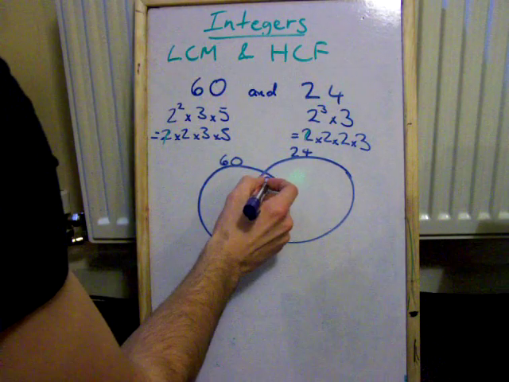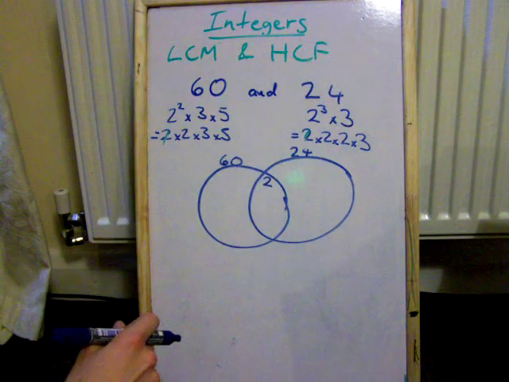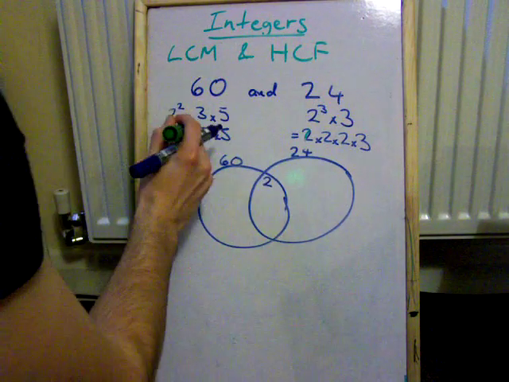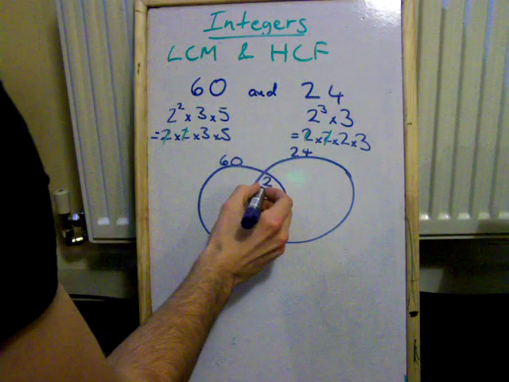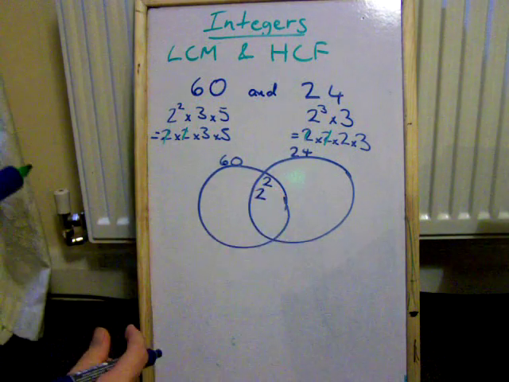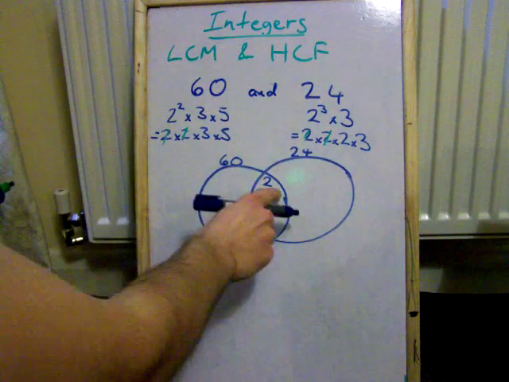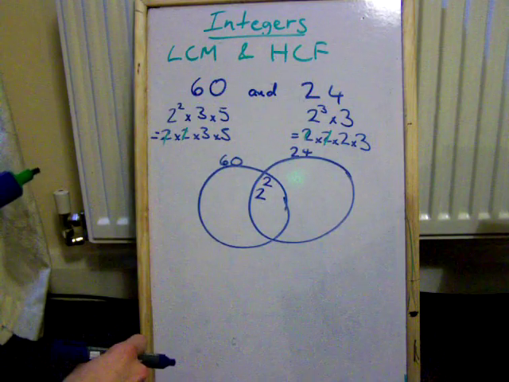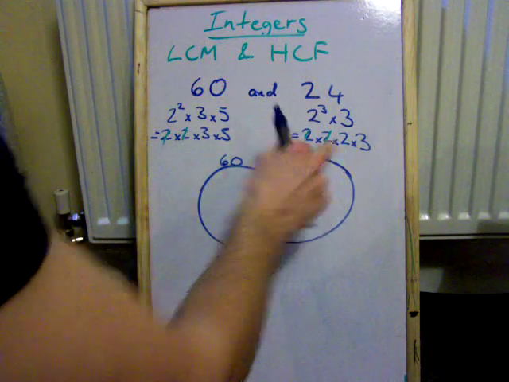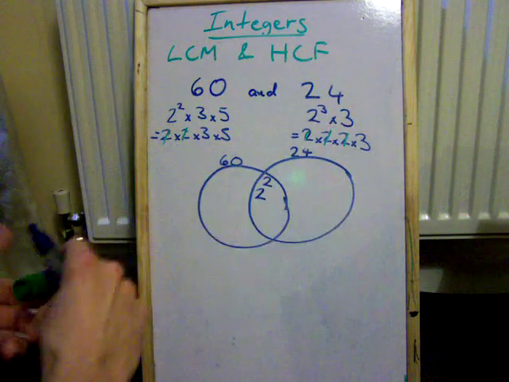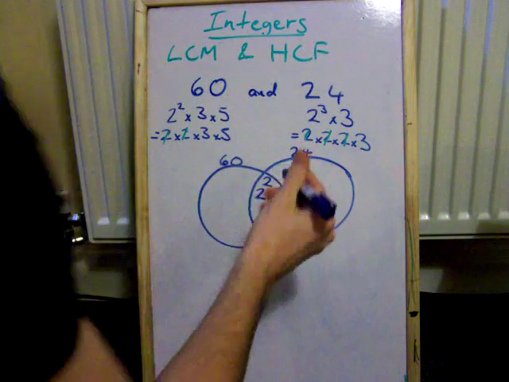So for example, if I start off, I've got a 2 in each of them, so I'm going to place a 2 there. That means that there's a prime factor of 2 in both of those circles. There's also a second 2 in both the numbers, so I put a second 2 in there. I can't put the third 2 in there because 60 doesn't have a third prime factor of 2. So the third 2 has to go into the 24 circle, but outside of the 60 circle.